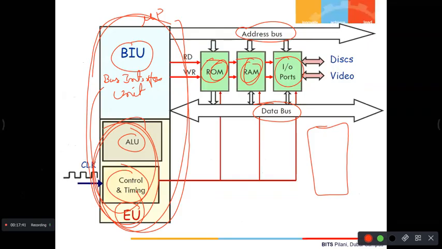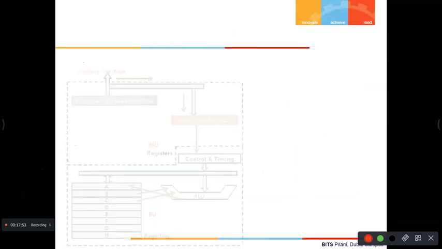We can also say microprocessor system, microprocessor-based system, or microcomputer system. Any fashionable word or sentence you can use for it. Okay, that's the left thing.